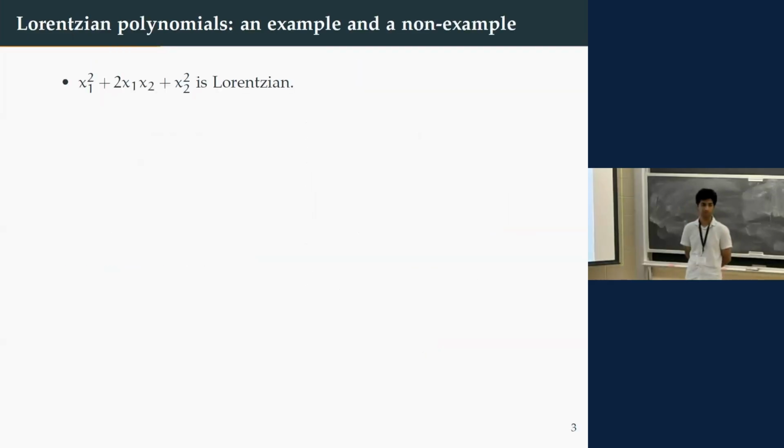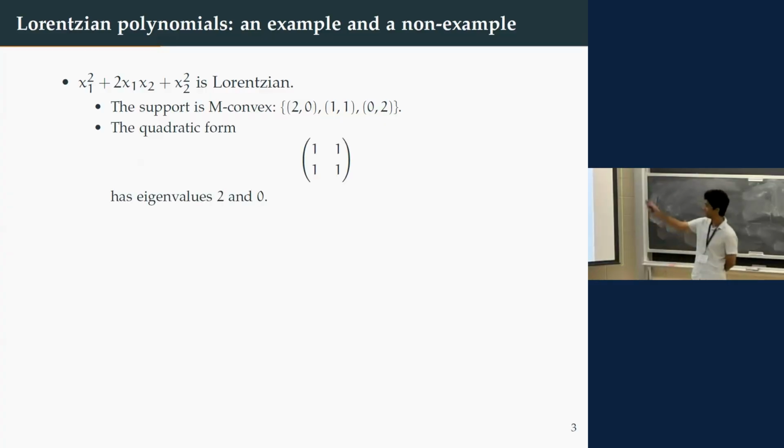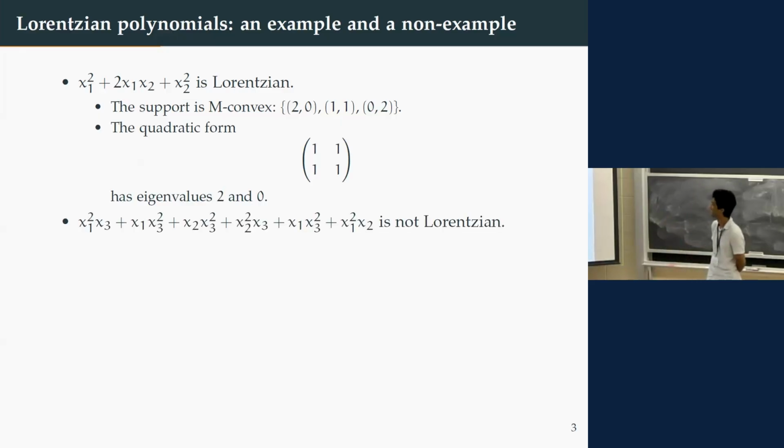Here is an example of a Lorentzian polynomial. I think Jacob did the same example this morning, so I'm sorry. It's pretty small. This is Lorentzian because the support is M-convex, and then the quadratic form associated to it is this. It has the eigenvalues 2 and 0, at most one positive eigenvalue, so it checks out.